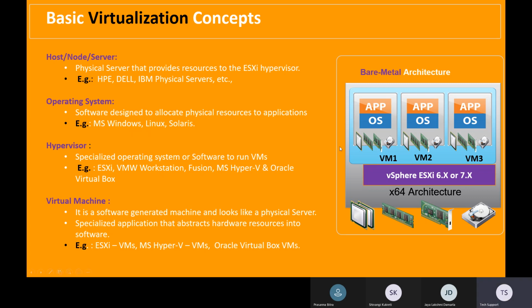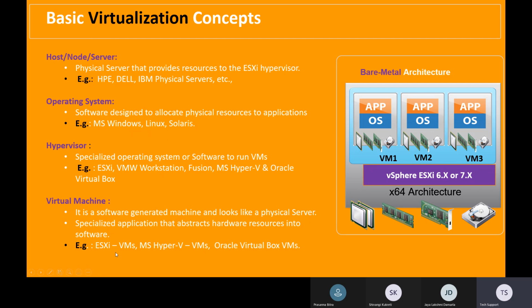Now, on top of ESXi, the main benefit of installing ESXi is to create production virtual machines. So now let's talk about the virtual machine definition. A virtual machine is a software-generated machine that looks like a physical server, and a specialized application that abstracts the hardware resources into software.